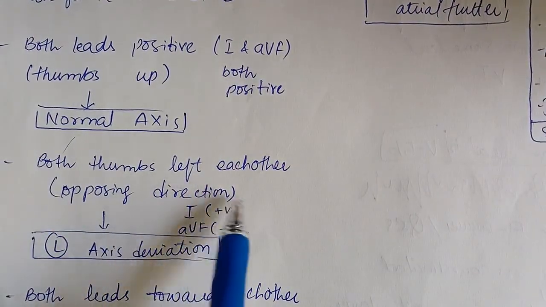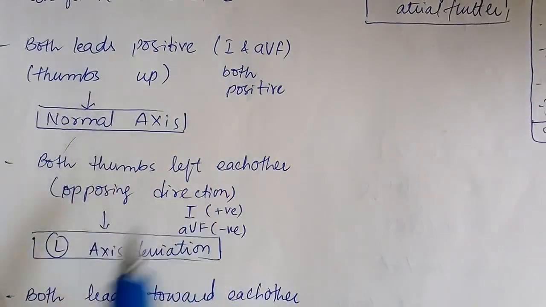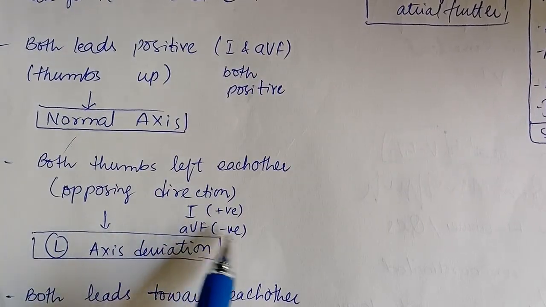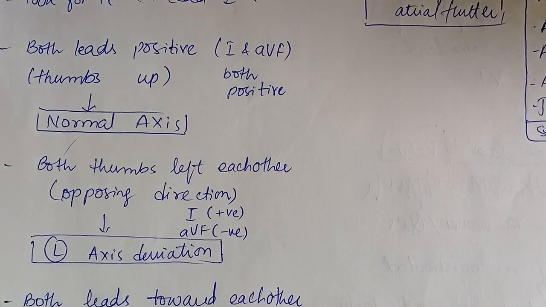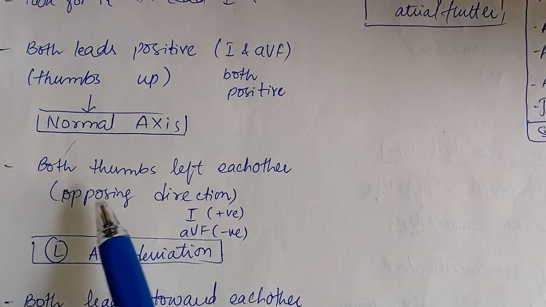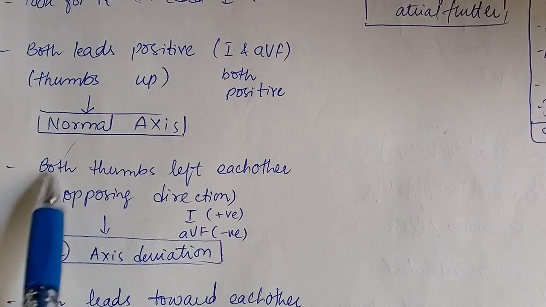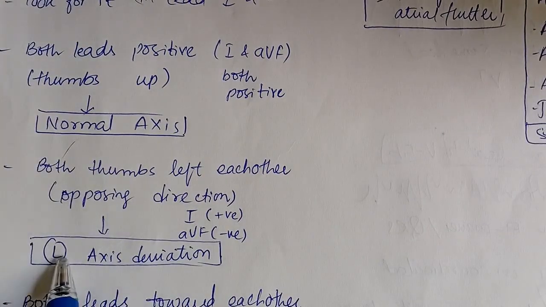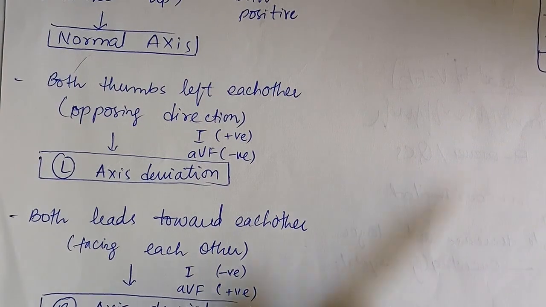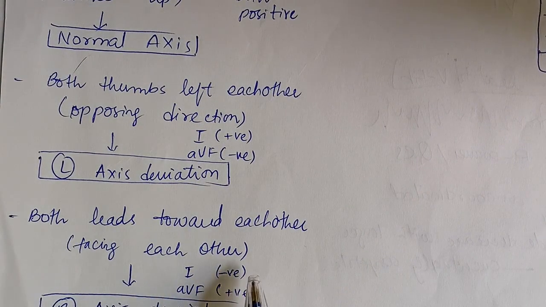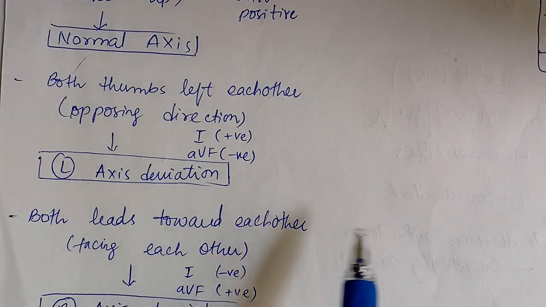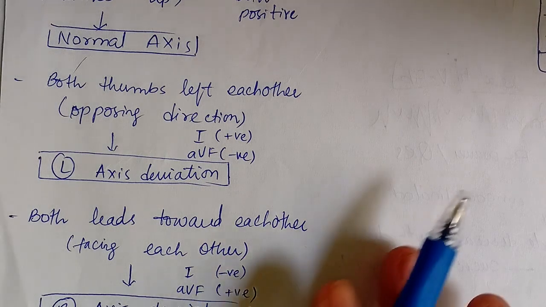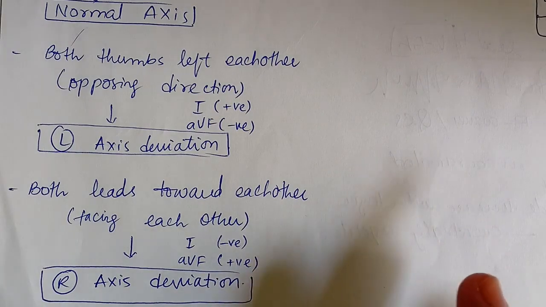If lead 1 and AVF are in opposing directions, that means lead 1 is positive and AVF is negative, they are away from each other, or you can say they left each other. An example is both thumbs leaving each other, and that is seen in left axis deviation. And if both leads are towards each other, that is lead 1 is negative and AVF is positive, facing each other, that is right axis deviation. You can learn it by this method.